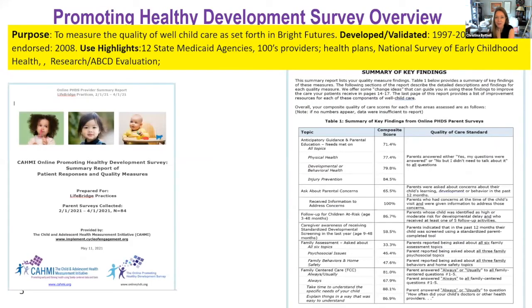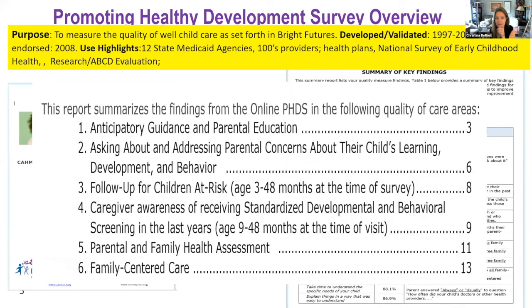In terms of the PHDS, you also get a report. Again, this has been used nationally in many ways. It's a pretty extensive report for providers that after every 25 visits you can get, and it looks at these aspects of quality: anticipatory guidance and parental education, whether families talked about something or didn't talk about it, but it was okay. If families say, no, we didn't talk about it, but I wish we had, or yes, we talked about it and I didn't get my questions answered, then it's actually an area for improvement.